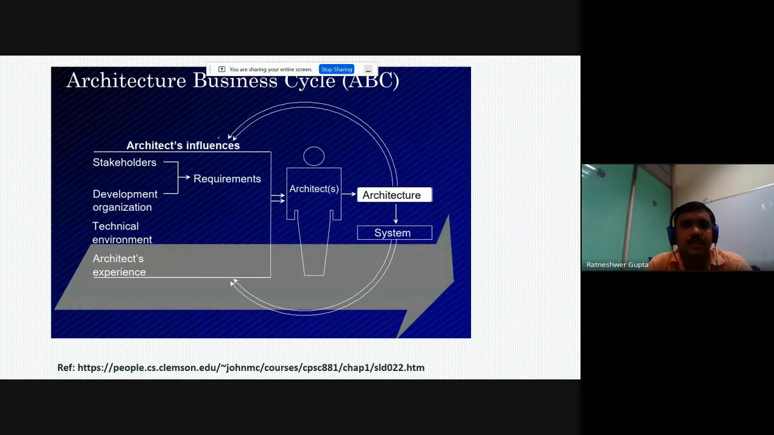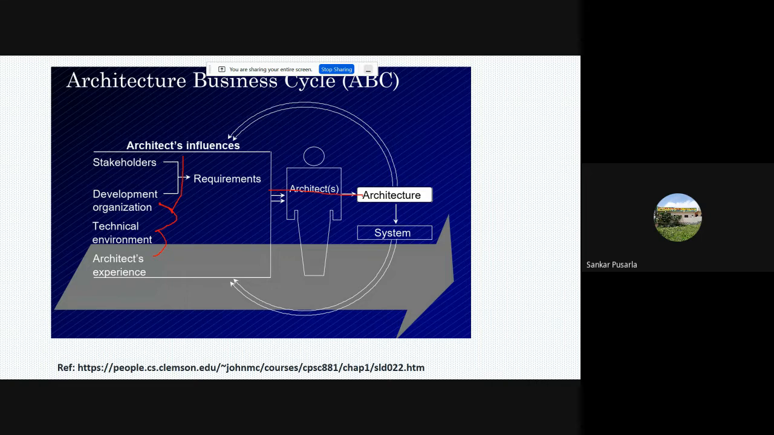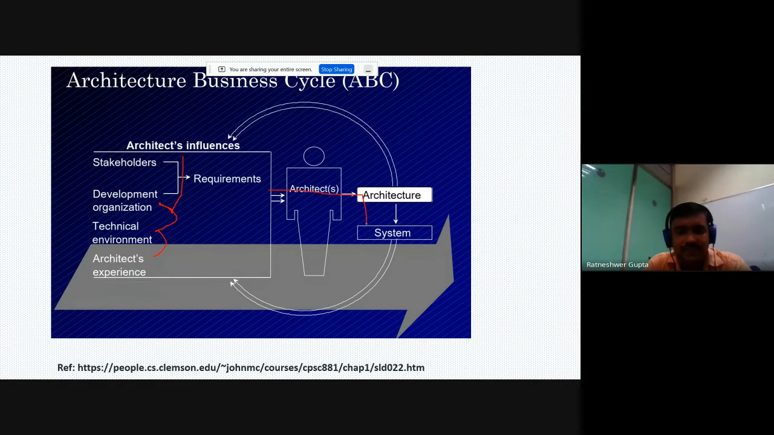So that is about the software architecture. Now this is the simple diagram of the architecture business cycle. This is the architecture's influence, that is the stakeholder. Here is their own personal experience, then the technical environment, and there is the architect's experience. Based on that, it creates the architecture, and based on the architecture a system is created. If there is any flaw in the system, it will come back to this revision side, and the things will be revised in the architecture, and again we go through some feedback. So this is the architecture business cycle.